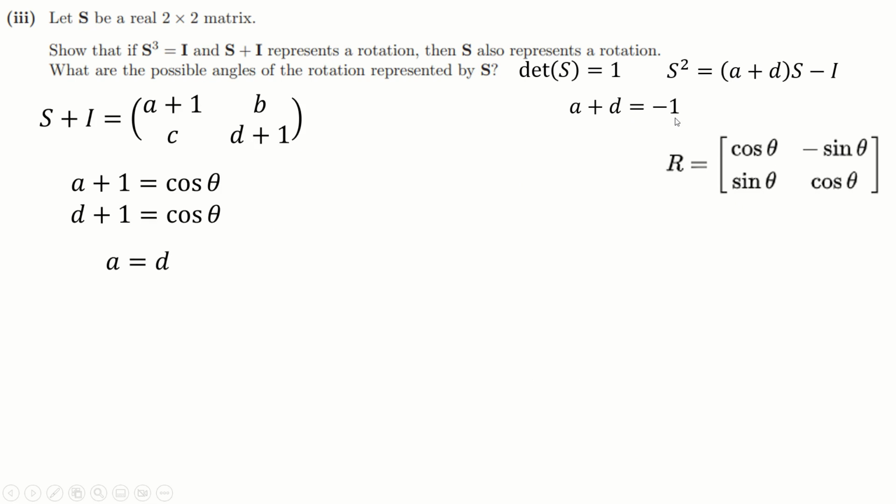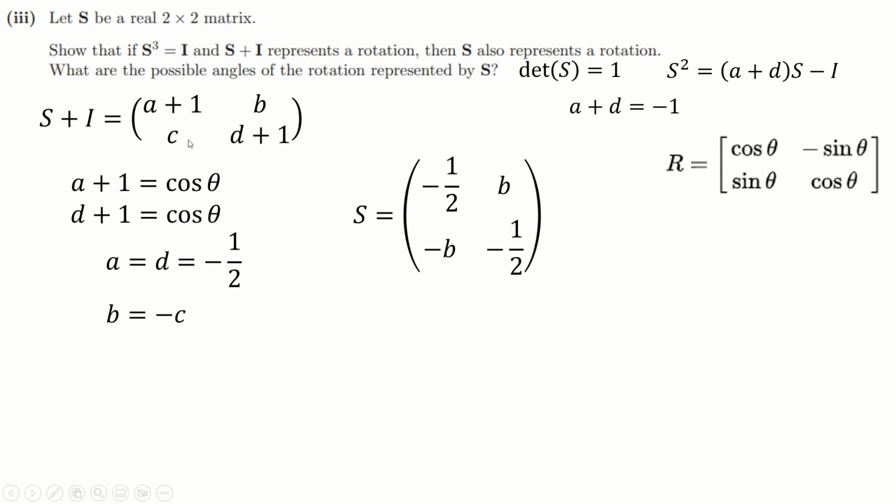So therefore, a and d must be minus a half each to make that make any sense. And also, b and c must be the negatives of each other, also, to make this a rotation, which we know that it is, because they're telling us it is. So therefore, s, if a and d are minus a half each, not s plus I, but just s, is minus half, and then the b, minus b. It probably doesn't matter which way around you write that, like so.